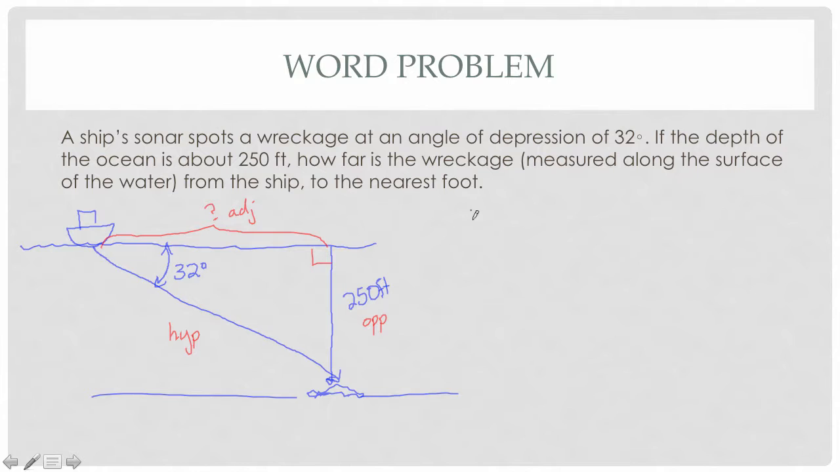So I'm going to have tangent of 32 degrees has to equal opposite divided by adjacent. 250 divided by our unknown length. Okay, to solve this one out, I'm going to multiply both sides by x, but then I have to divide both sides by the tangent.